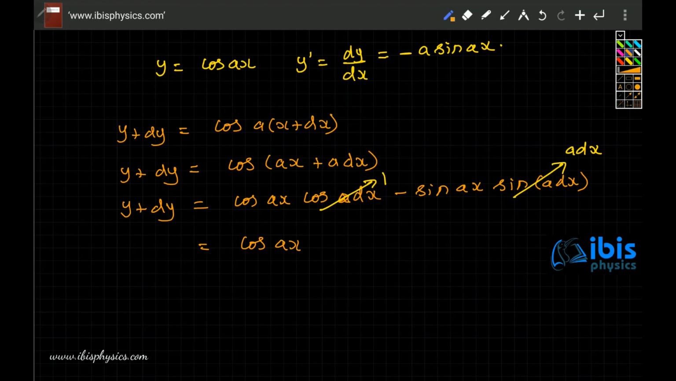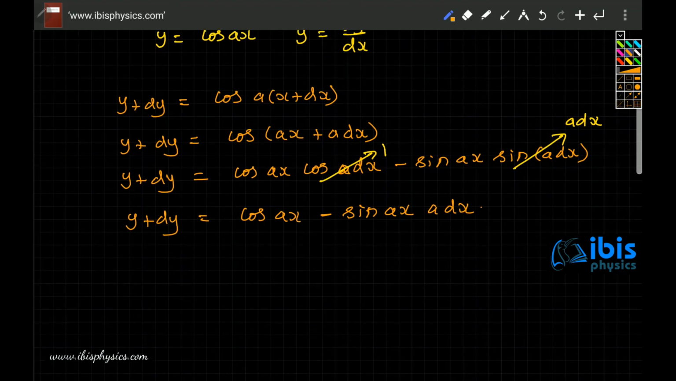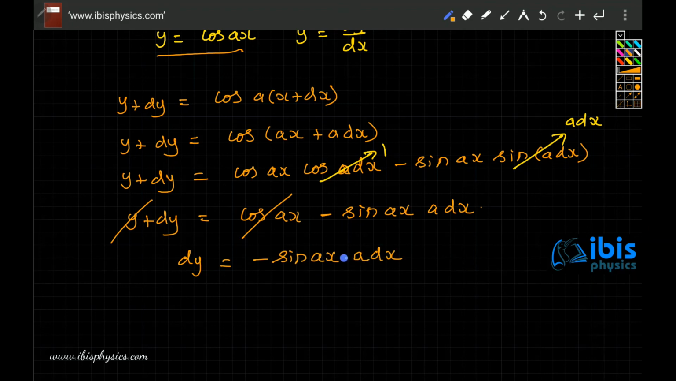Then y plus dy is cos ax minus sin ax into a dx. Then y plus dy, and we don't need y here because y equal to cos ax, then cos ax and y will be cancelled, so dy equal to minus sin ax into a dx. So bring a here, dy by dx equal to minus a sin ax.